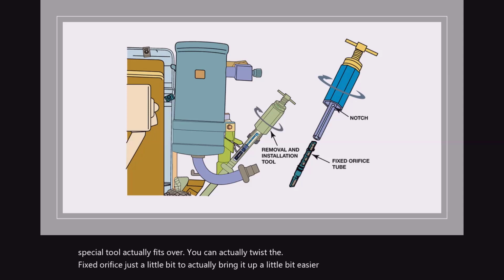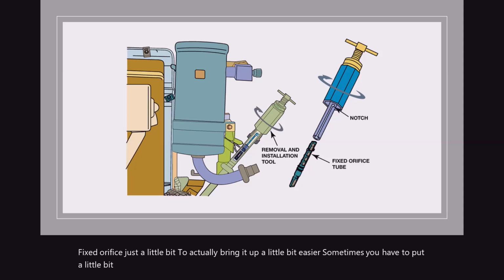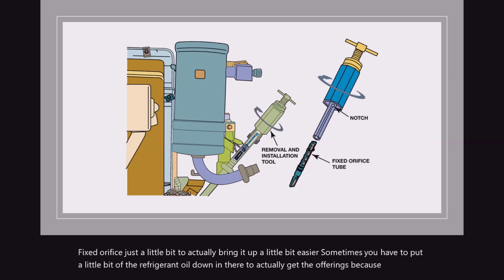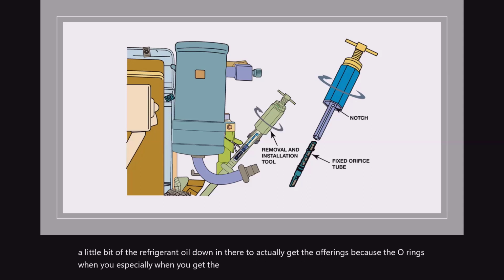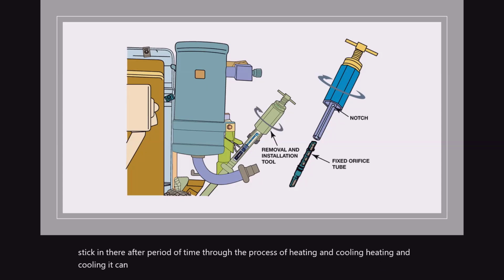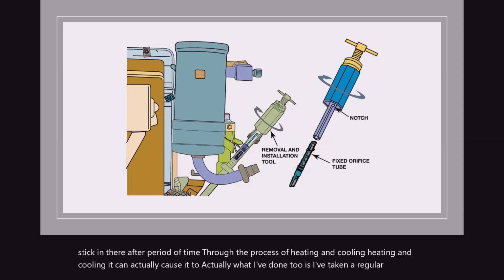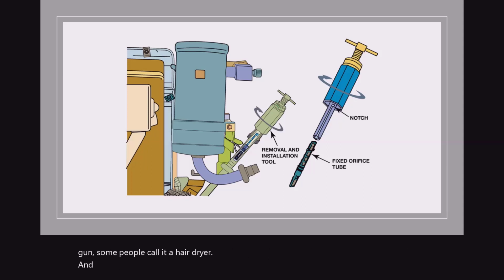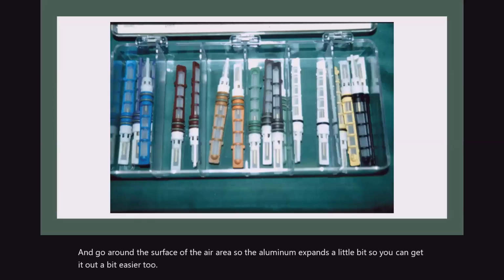Sometimes you have to put a little bit of the refrigerant oil down in there to loosen the O-rings, because especially with the double O-ring fixed orifices, they can really stick in there after a period of time through the process of heating and cooling. What I've done too is take a regular heat gun, some people call it a hair dryer, and go around the surface of the area so the aluminum expands a little bit and you can get it out a little easier too.